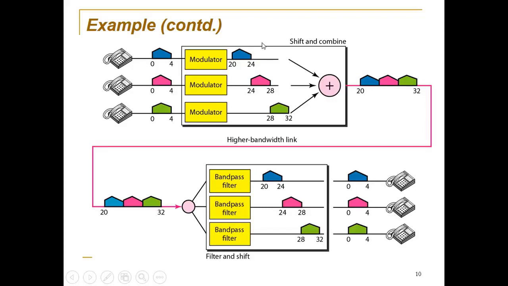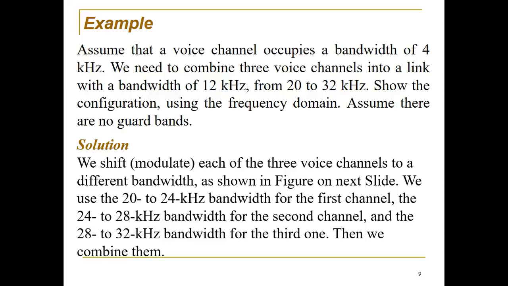Okay, and we will use the 20 to 24 kilohertz bandwidth for the first channel, and the second 24 to 28 kilohertz. The reason we separated the 20 to 32 kilohertz is to address our link channel bandwidth, which is 12 kilohertz. If we split them, we have to fit this 12 kilohertz into each one to help us move on to the subsequent kilohertz.